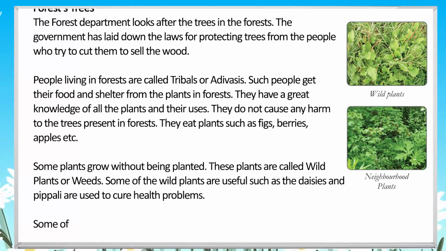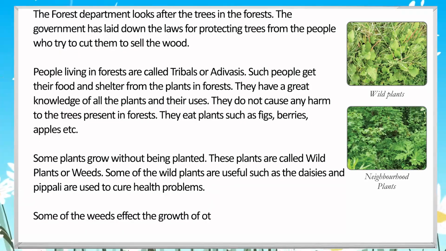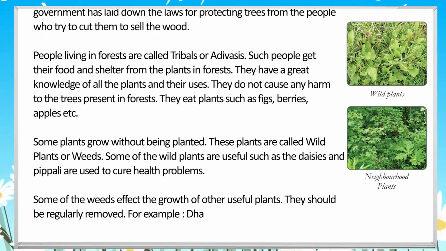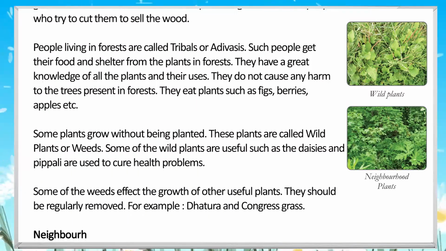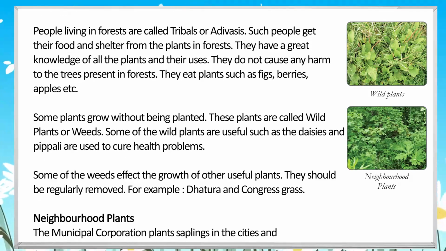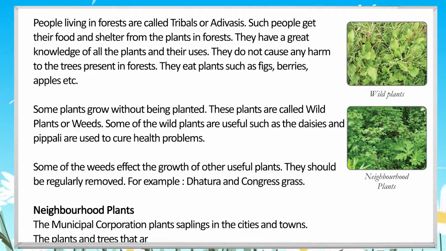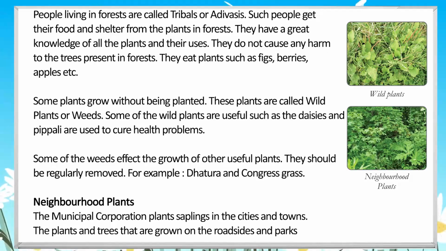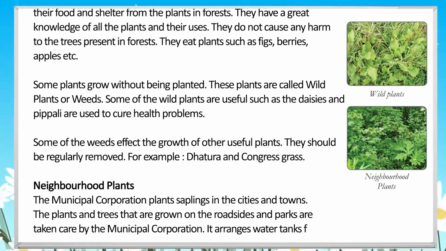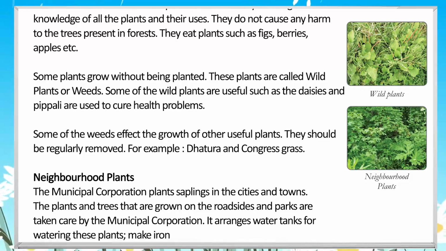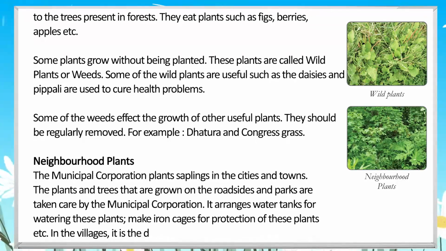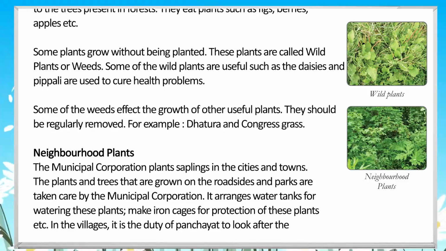They eat plants such as figs, berries, apples, etc. Some plants grow without being planted. These plants are called wild plants or weeds. Some of the wild plants are useful, such as daisies and pitpapra, which are used to cure health problems. Some of the weeds affect the growth of other useful plants. They should be regularly removed. For example, dhatura and Congress grass.